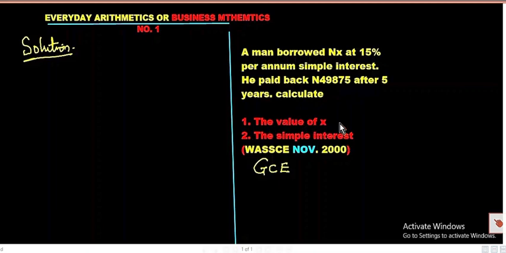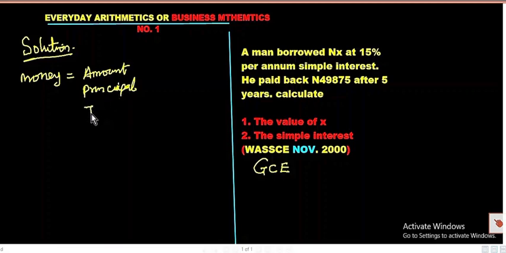Now remember, there are three money in this question. The first one is amount. I would like to call it amount. And then another money is principal. And another one is interest. So if you are not careful, all of them are money, but you need to understand or differentiate one from the other.